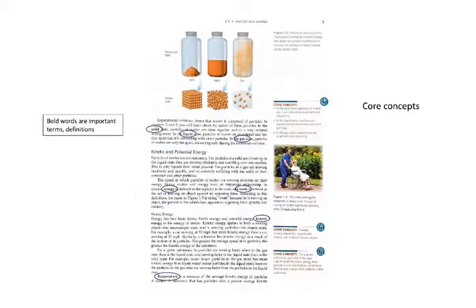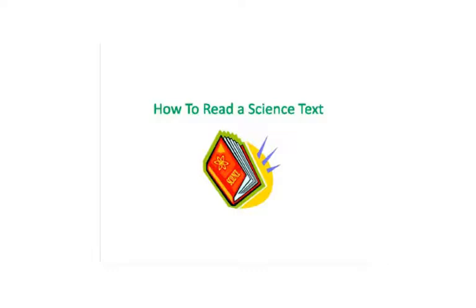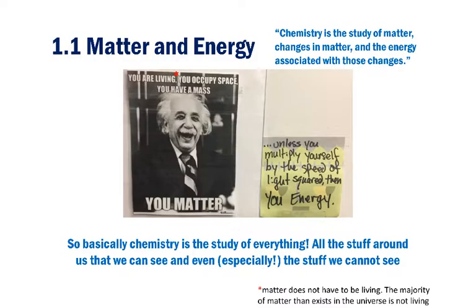In addition to these slides, I'm going to post a PDF that I have found called How to Read a Science Text. Because it's different than reading a novel, different than reading even a popular science book. When you're reading a textbook with the goal of learning the material, this is a different approach. So I'm going to post that, and I want you to go check that out when you're done with this lecture as well. Okay, let's get on to the first section, matter and energy.